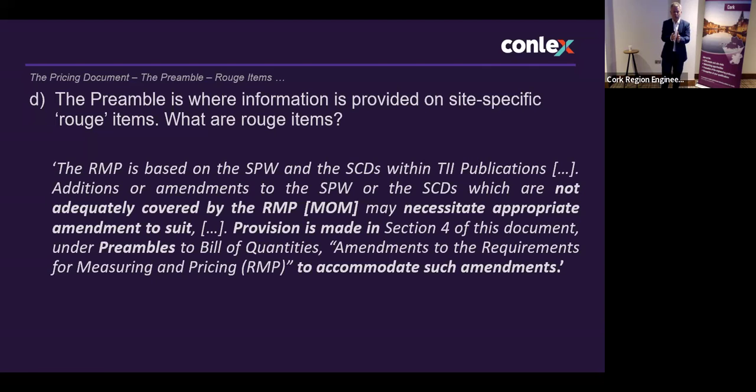So when they were drafting their method of measurement, that's what they based it on. But they're now saying here, if you change or add to the TII specification because of the nature of your project or because of the specific nature of the works, you need to make corresponding changes to the TII method of measurement. And changes that you make to the TII method of measurement need to be reflected in the preamble. That's where you alert the tenderers to these new rogue items, site-specific items that you have put into the pricing document, or that you should have put into the pricing document, and that you have explained in the preamble.